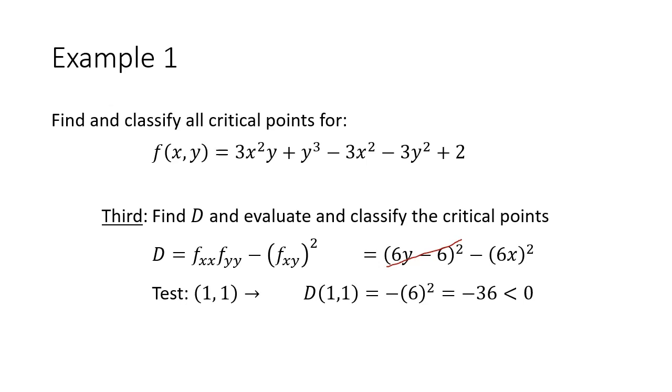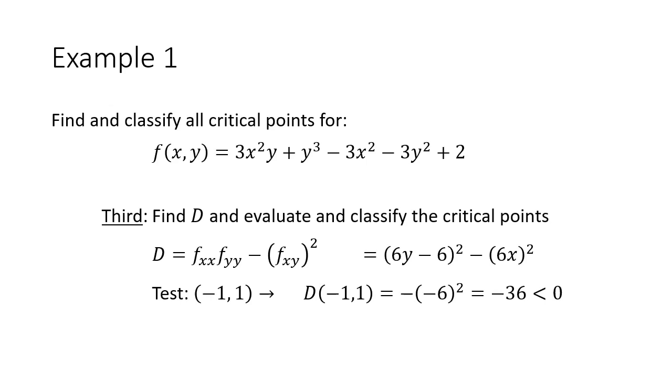And if I get minus the quantity 6 squared, that's going to be negative 36, and that's less than 0. If that's less than 0, again, that means I have two different concavities, which means this is a saddle point. The ordered pair 1, 1 is a saddle point.